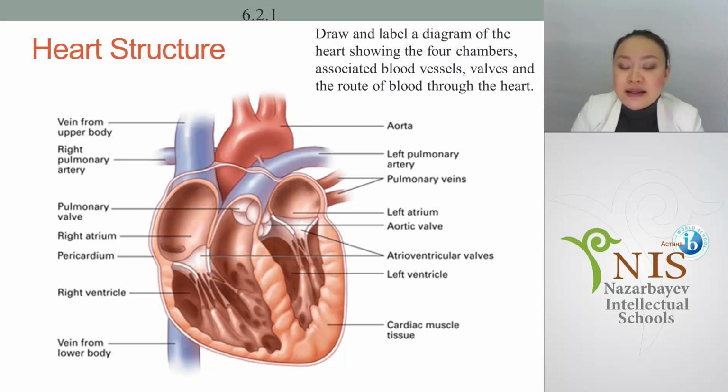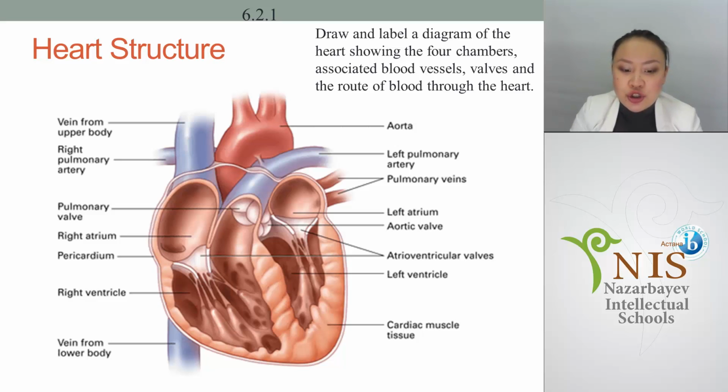For example, in this task you have: draw and label a diagram of the heart showing the 4 chambers, associated blood vessels, valves and route of blood through the heart. If you have a task like this, you should be able to draw it easily. Okay, let's repeat one more time.